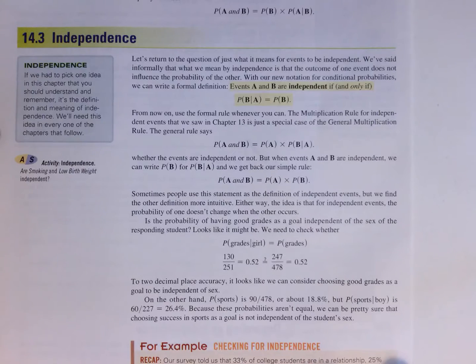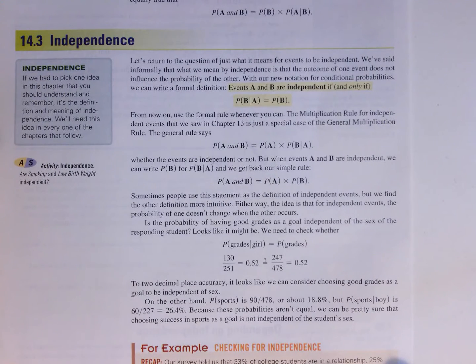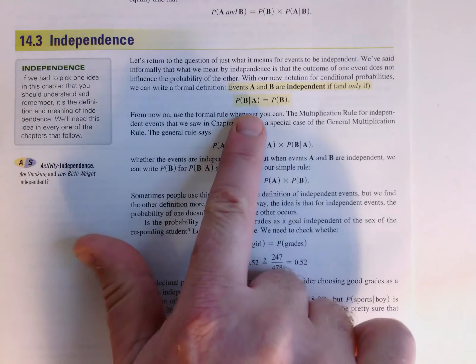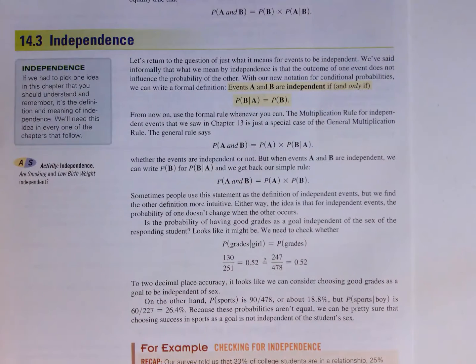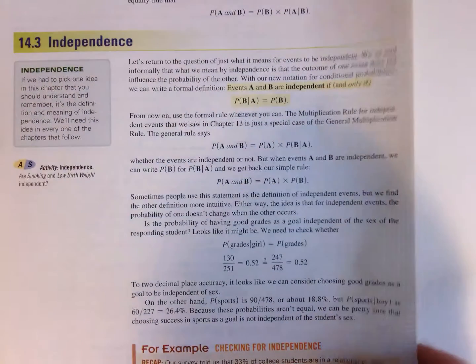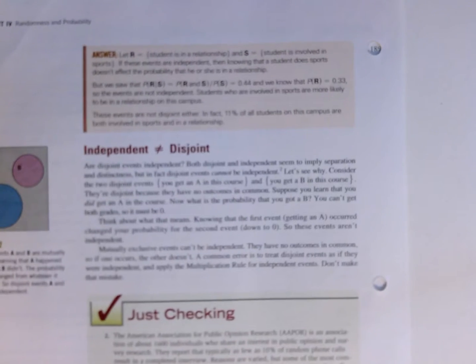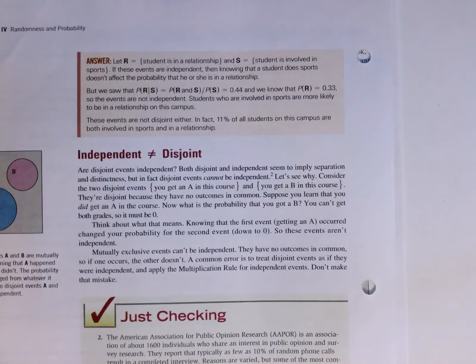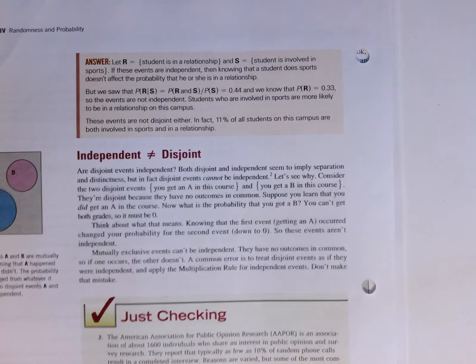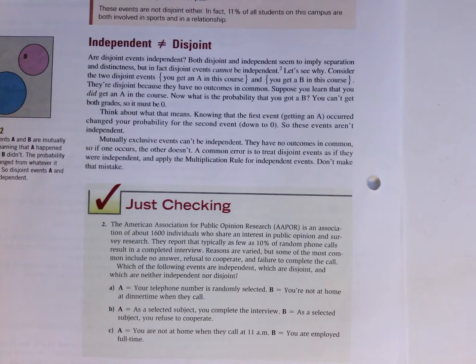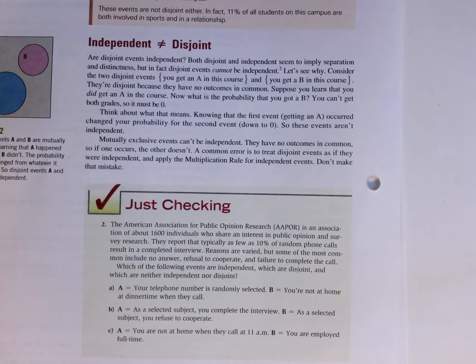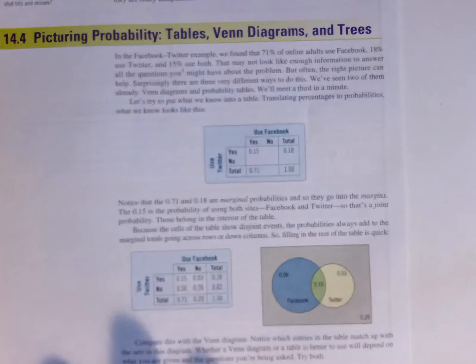This actually moves us quickly in section 14.3 to the idea of independence: if an event A doesn't affect the probability of B, those two events are independent. And it gives some examples here on the next page showing you that. It's important to remember that independence is different from being disjoint. If something's disjoint, it's very dependent. Again, as always, the Just Checking can be very, very helpful for assessing your understanding.